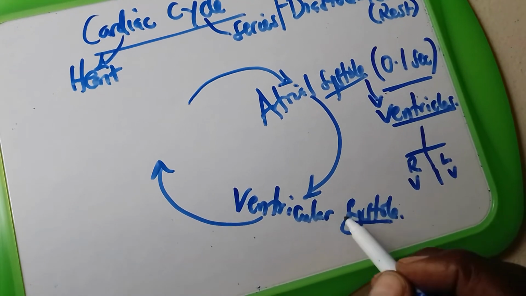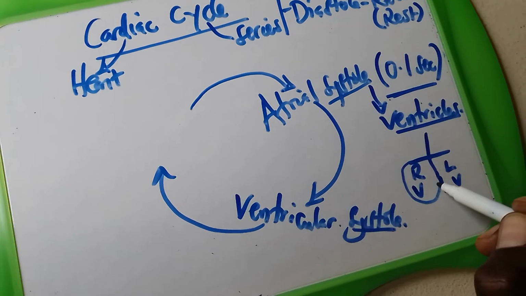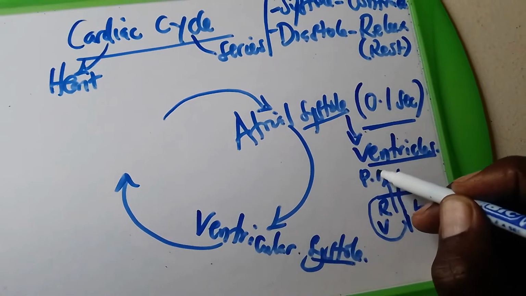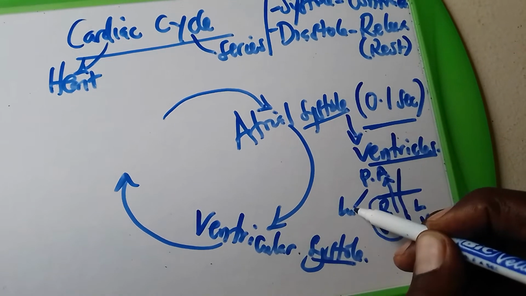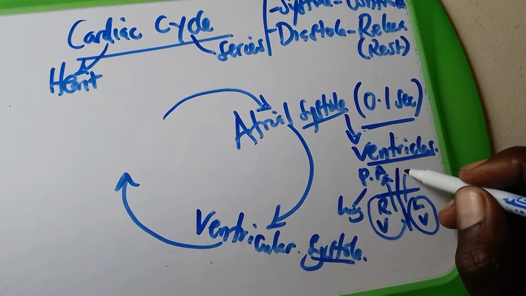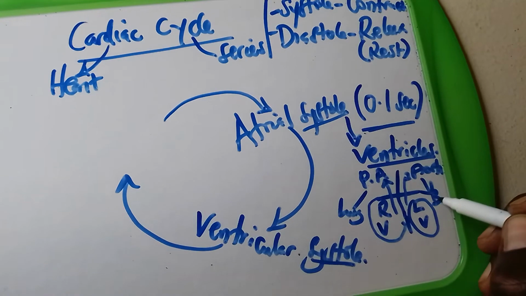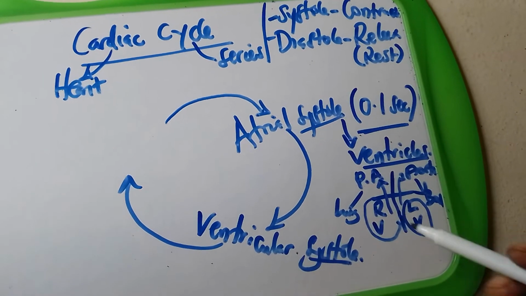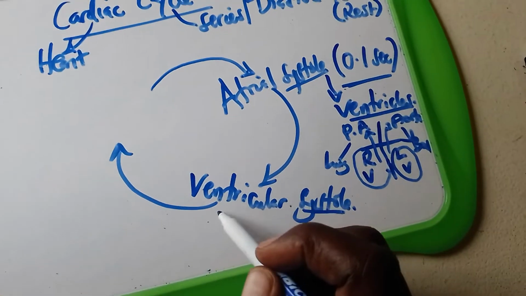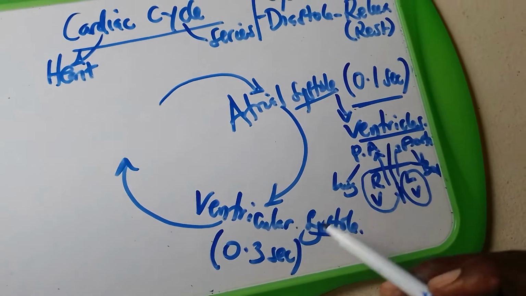What happens when the ventricles contract? The right ventricle will eject blood into the pulmonary artery to go to the lungs, while the left ventricle will eject blood through the aorta to the rest of the body. So that's how it will happen. This cycle will take about 0.3 seconds. So that's what happens there.